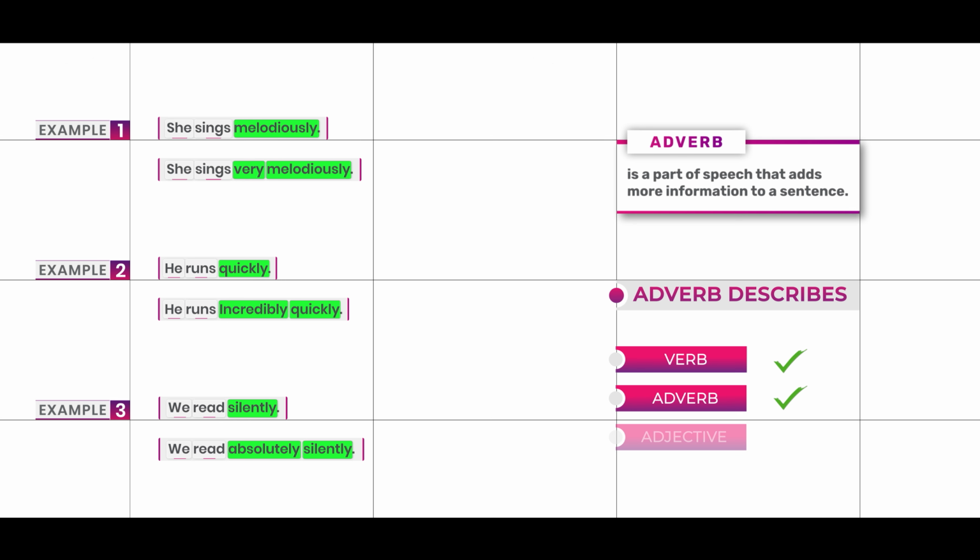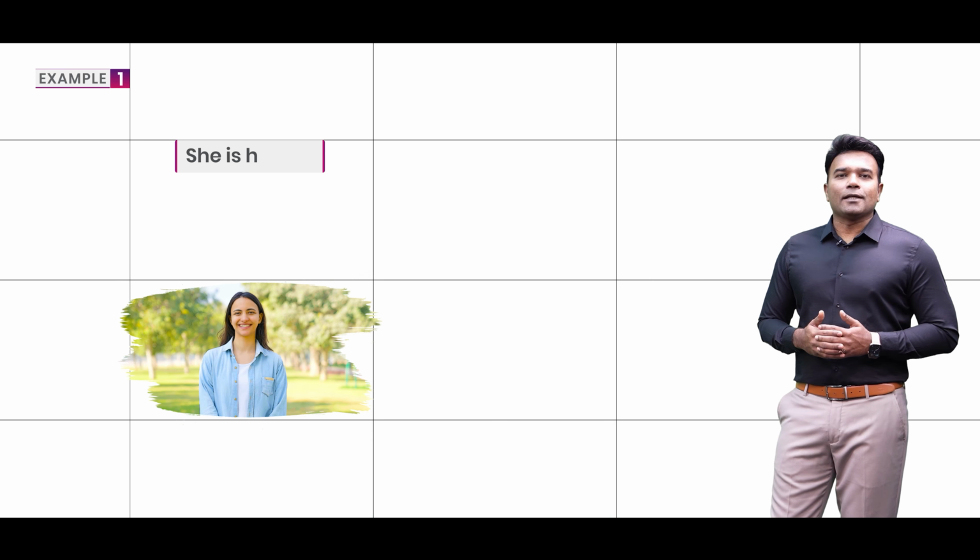But not just that, adverbs sometimes give us additional information about the adjective as well. Well, what does that mean? Let me explain it to you. Have a look at this example. She is happy.